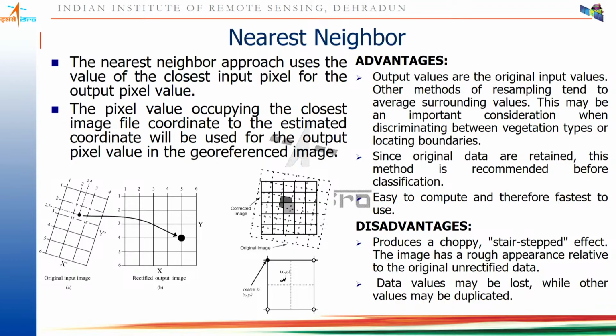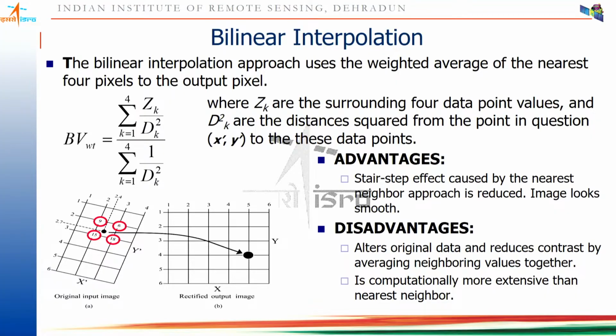The disadvantage is that some of the input values do not find their place in the output image. So there is a blocky appearance. There is not a smooth transition. Some data values are lost, right? And others are duplicated. So then the solution to this is that we use a method called bilinear interpolation.